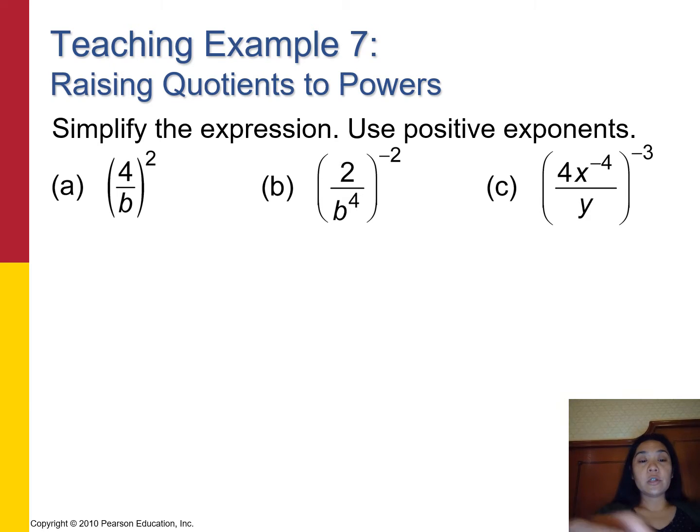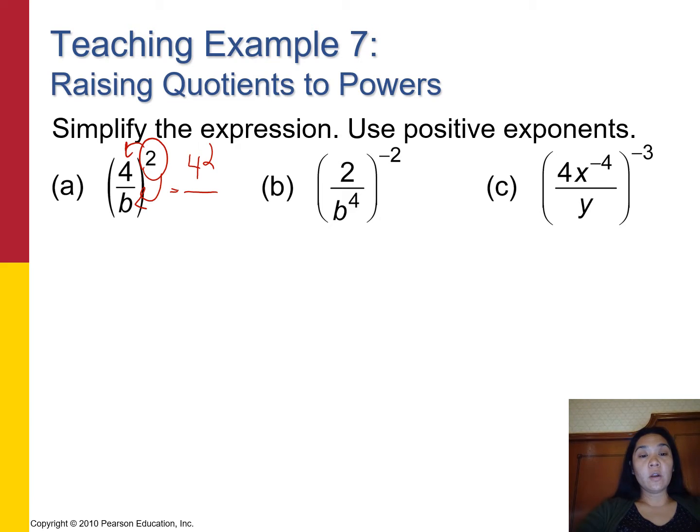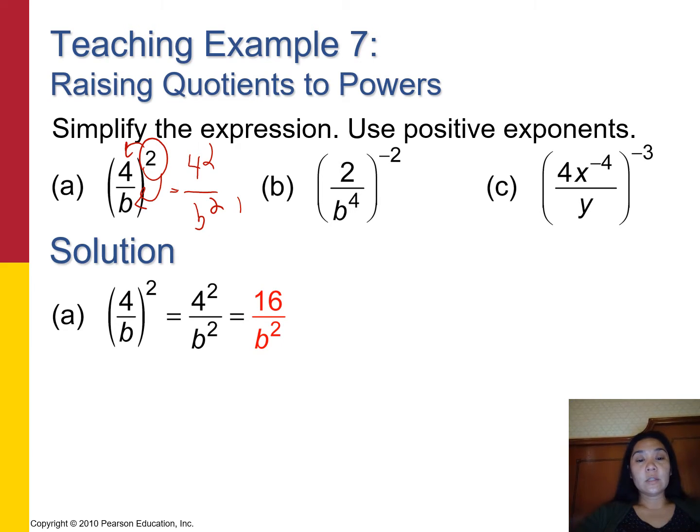And so again, you're going to distribute this exponent to both the numerator and the denominator. So in this case, this is like saying 4 squared over b squared, right? And so what does that look like? Notice it's the same, 16 over b squared.